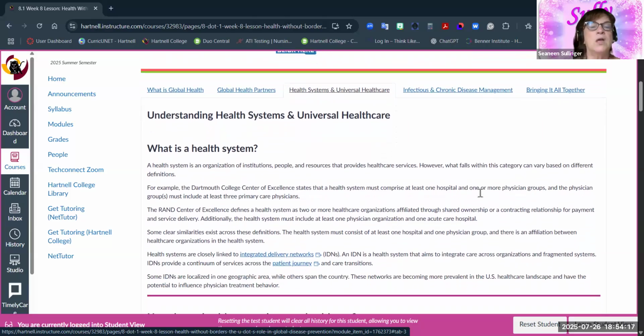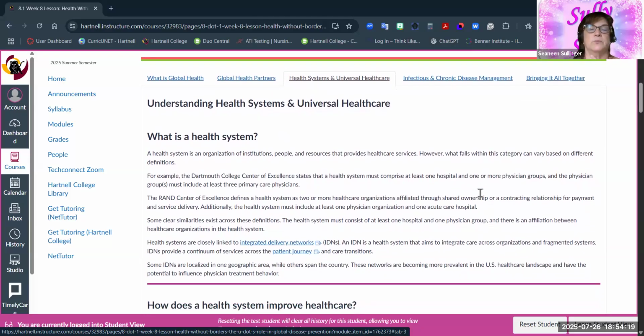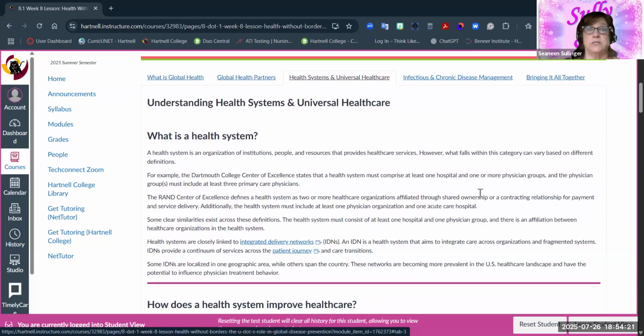So when we talk about a health system, it is the way of organizing institutions, people, and resources to provide healthcare services. What falls within that category can vary based on different definitions. I looked this up in several different places, and they all gave us these same definitions. For example, Dartmouth College states that a health system must comprise at least one hospital and one or more physician groups, and the physician group must include at least 3 primary care physicians.